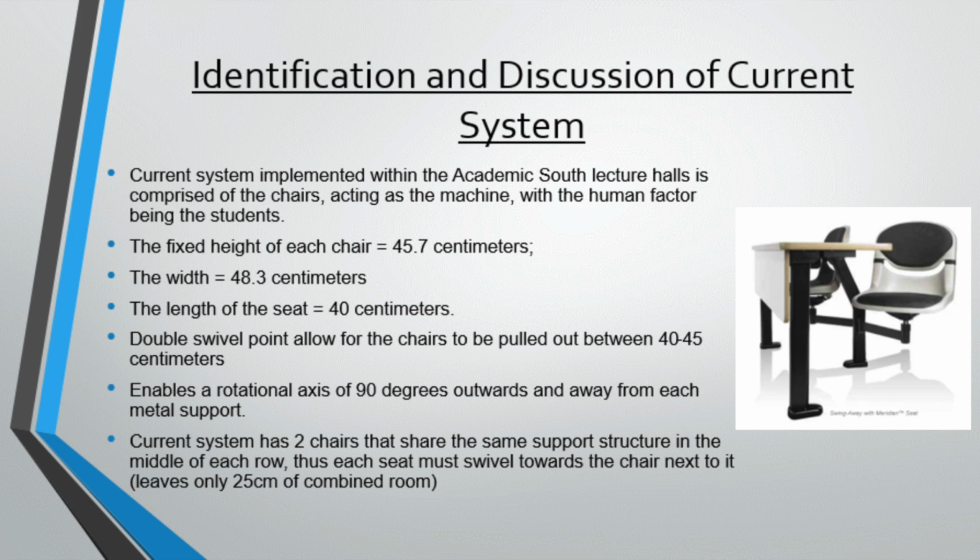The dimensions include a fixed height of 45.7 centimeters for each chair, a width of 48.3 centimeters, and the length of each chair being 40 centimeters. The current system incorporates a double swivel point, allowing the chairs to be pulled out between 40 to 45 centimeters along a rotational axis of 90 degrees outwards and away from each metal support. The current system has two chairs that share the same support structure in the middle row, thus each seat must swivel towards the chair next to it. This leaves only 25 centimeters of combined room.